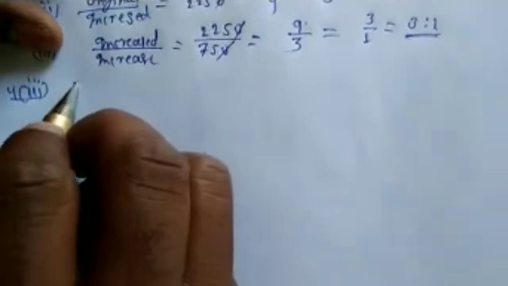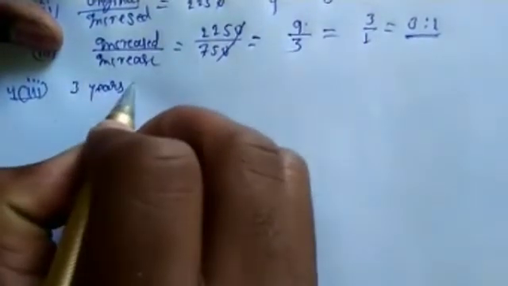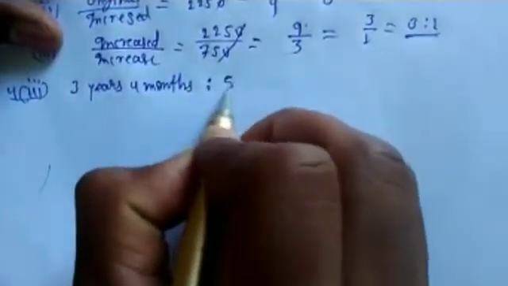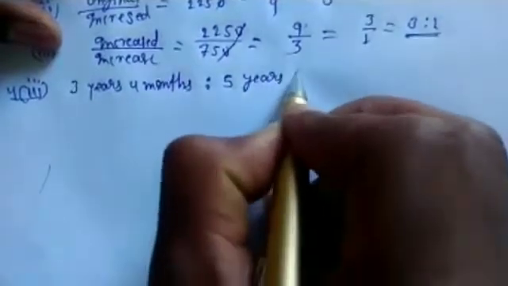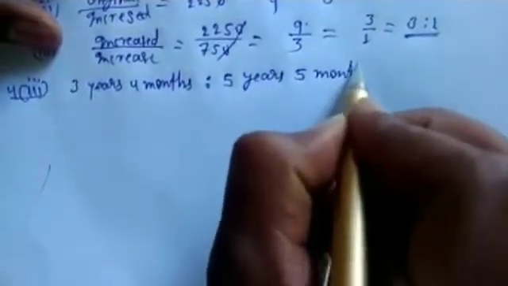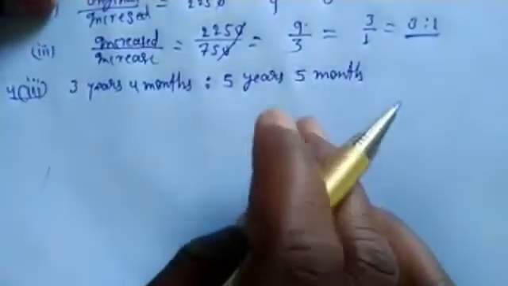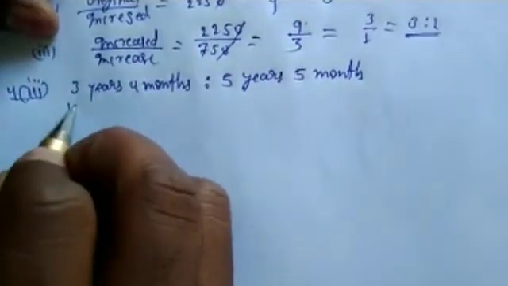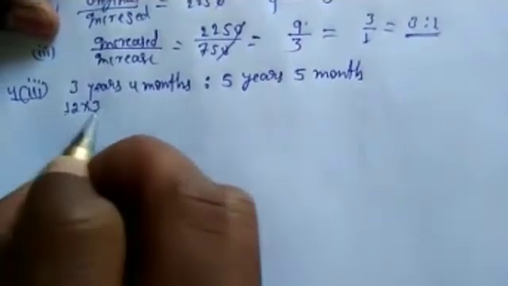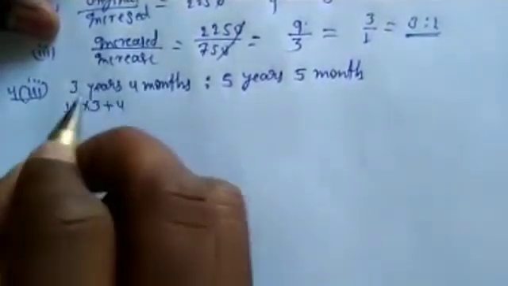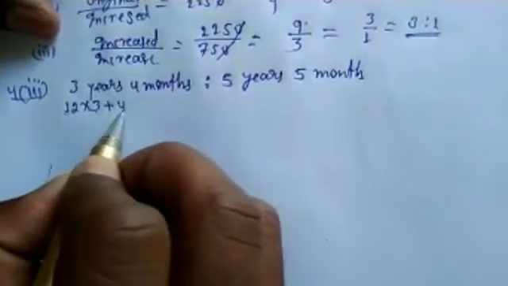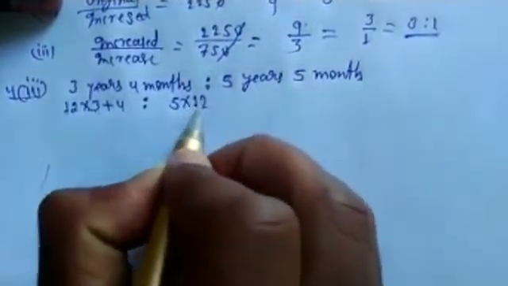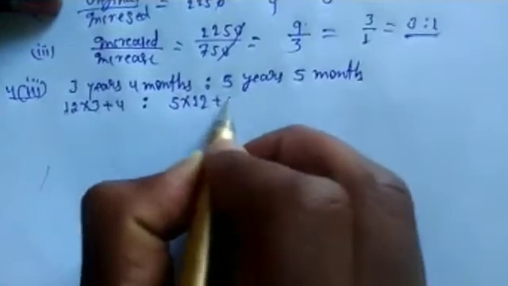Third part is 3 years 4 months ratio 5 years and 5 months. First of all, convert all the numbers into months. 3 years means 1 year consists of 12 months, so 12 into 3, this is in months, plus 4 months. 12 times 3 is 36 months, plus 4 months means 40 months. Ratio 5 years means 5 into 12, 12 times 5 is 60 months, plus 5 months.